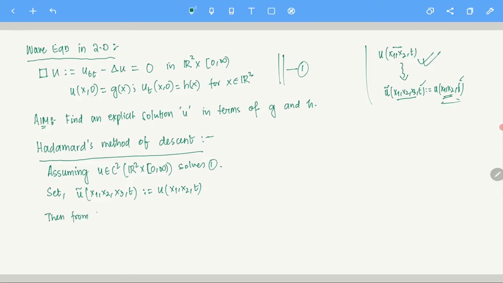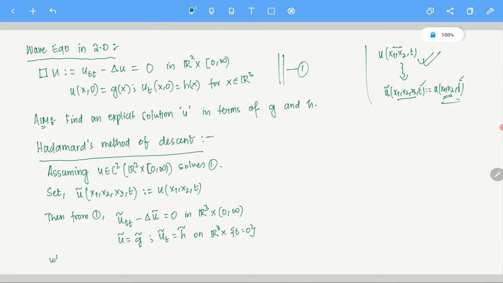from 1, okay, I think we do not have to worry about it. I can safely write this thing here. u tilde tt minus Laplacian of u tilde equals 0 in R3 cross (0, infinity). Clear? Yes, that is true. And u tilde equals g tilde, and u tilde t equals h tilde on R3 cross {t equals 0}, right?